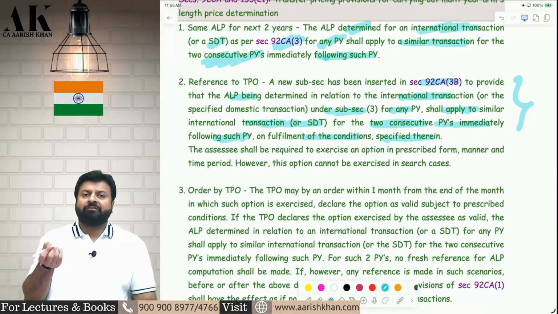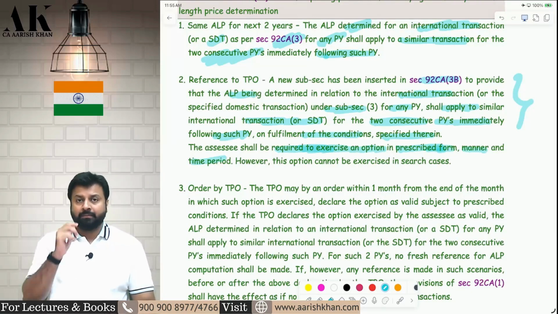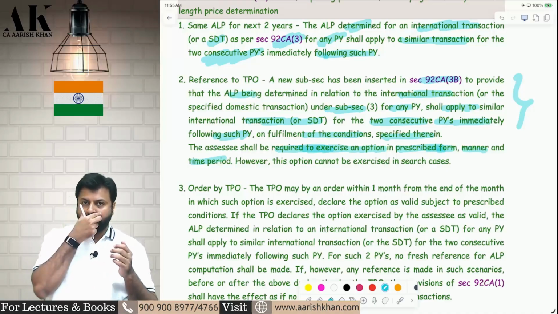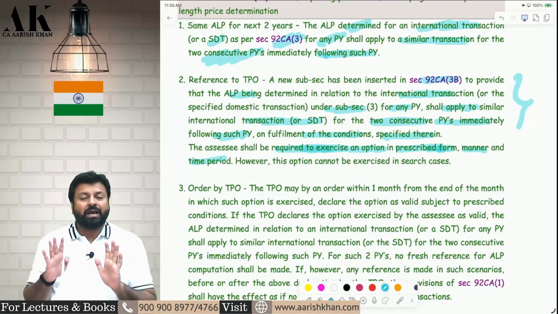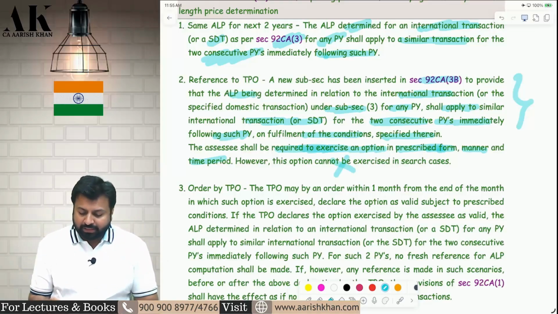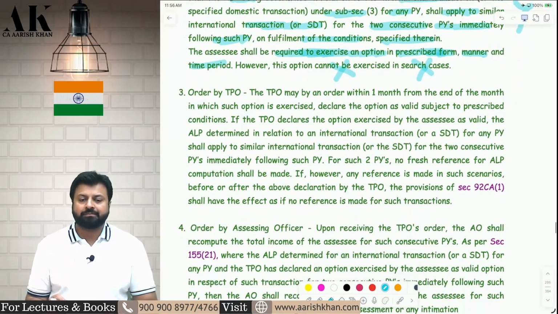Now, how to opt for this? You have to file an option. You have to file a form. The assessee shall be required to exercise an option in prescribed form, manner and time period. So what is that form number? I don't know. By when I should fill that form, that I don't know. Time limit will be prescribed by the law. I don't know what is the time limit. This option cannot be exercised in case of block assessment. In case of search cases, this option is not valid.